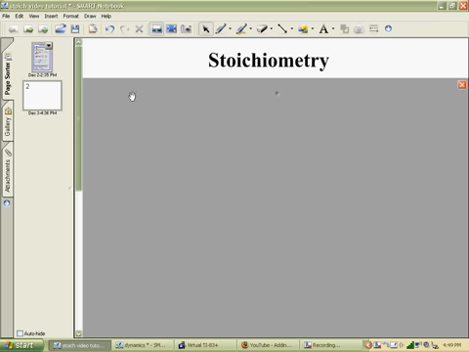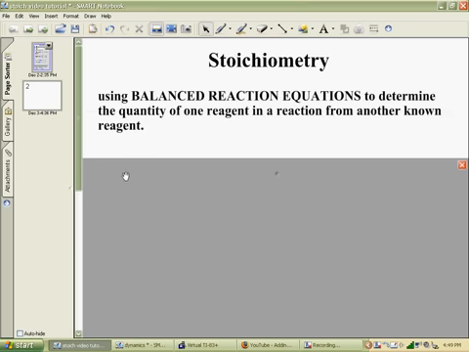Stoichiometry, fancy word, what you're trying to do is use balanced reaction equations to determine the quantity or how much of one chemical or reagent in a reaction from other data that you know. So if you knew how much of one compound is being used, you could predict how much of another compound is being used using this method of stoichiometry. It's got a lot of useful purposes in chemistry, and I'll try and get to the point.